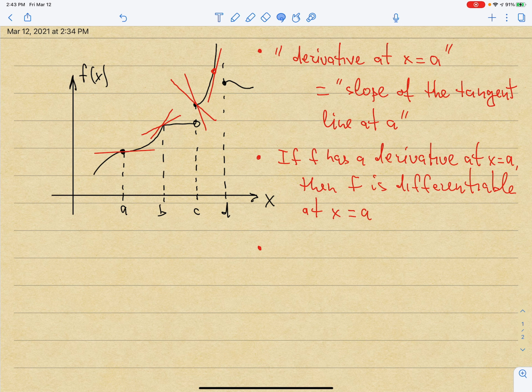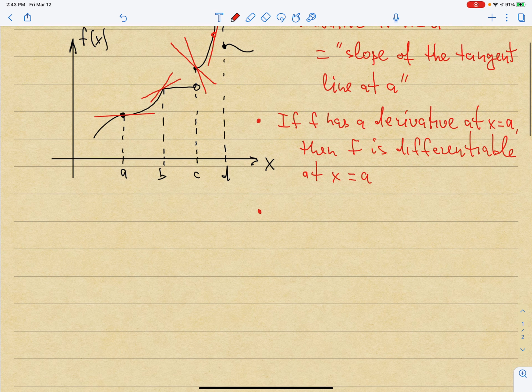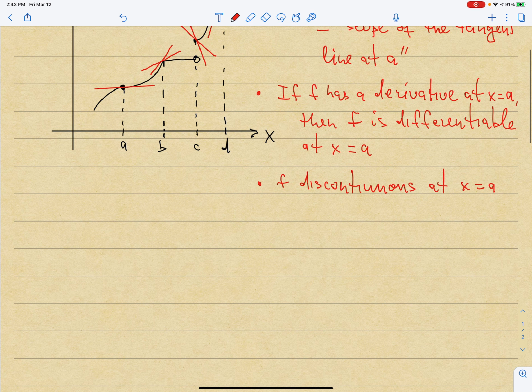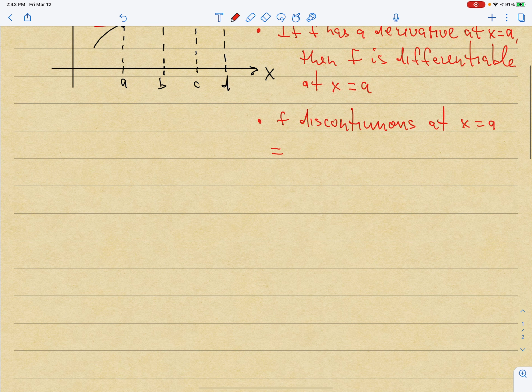So if the function is discontinuous at a point, then it doesn't have a derivative. It cannot be differentiable there. So f discontinuous at x equal to a, again, that's x equal to a, not necessarily on a picture, implies f is not differentiable at a.